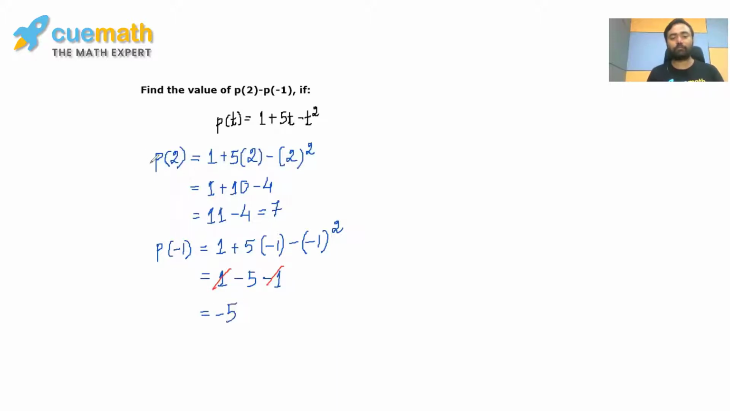Now we have the value of p of 2. We have the value of p of -1. If we substitute these two in this expression, in this question, where we have the question to be p of 2 minus p of -1, and we evaluate this part by substituting the values, p of 2 is 7 minus -5.